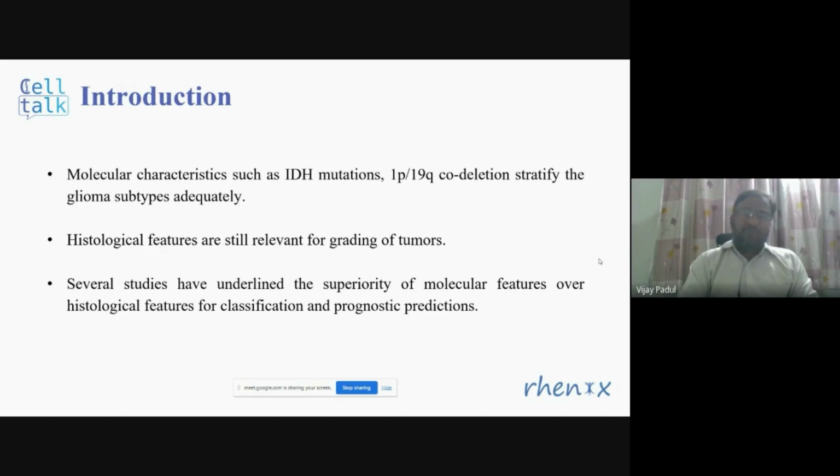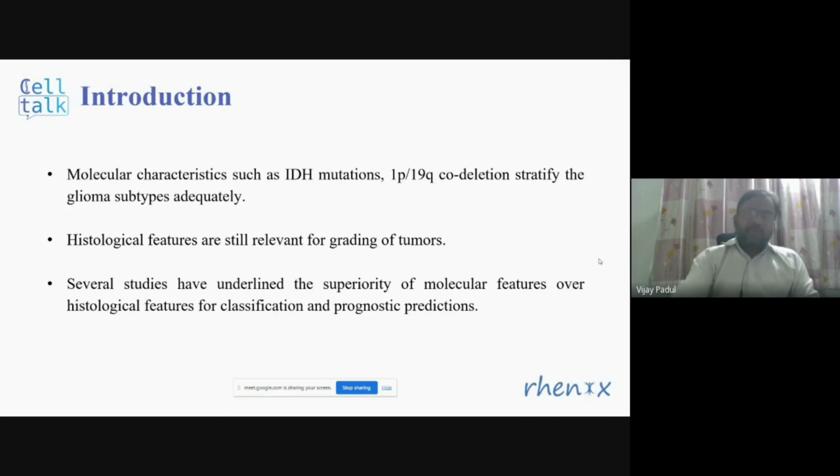But even in this case, what is the molecular basis for the histological differences between the astrocytoma histological subtype and the oligodendroglioma histological subtype? That is not known. So this research article is attempting to identify those differences between the histological subtypes of glioma tumors.